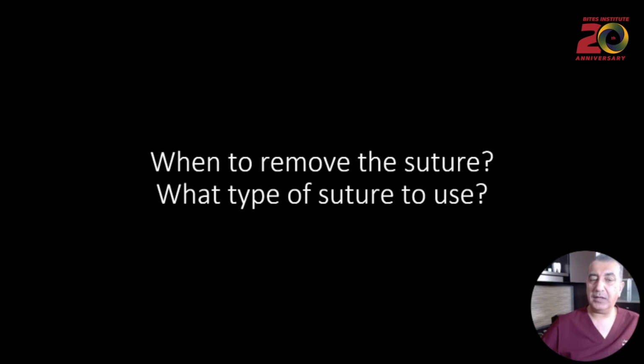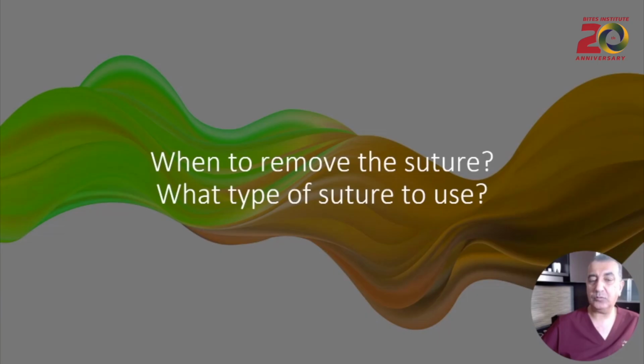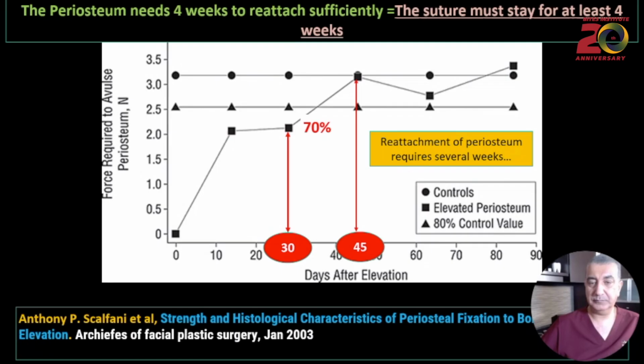So now the main question is when to remove the suture and what type of suture to use after making all these procedures. Now we can go back to the study of Scalfani, where we know that periosteum has a reattachment of 70% after 4 weeks. So at least the periosteum needs to stay 4 weeks and the suture must stay for at least 4 weeks. So now we know the duration that we need to keep our suture.